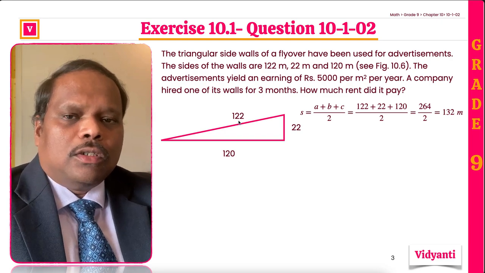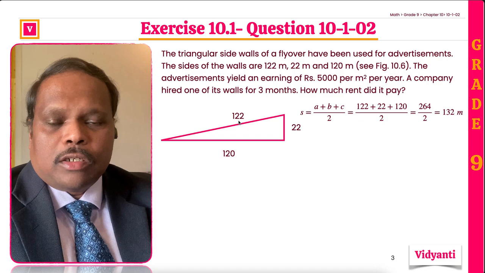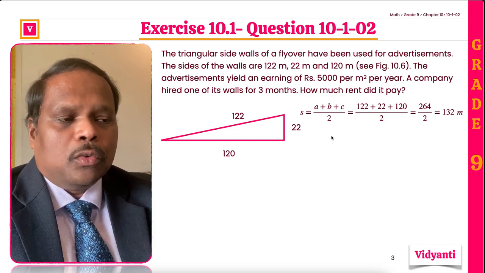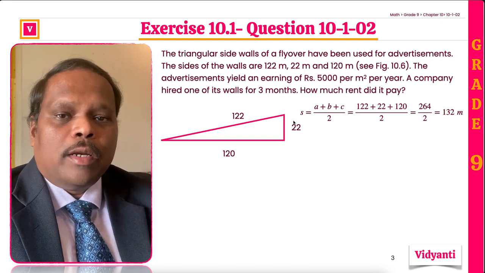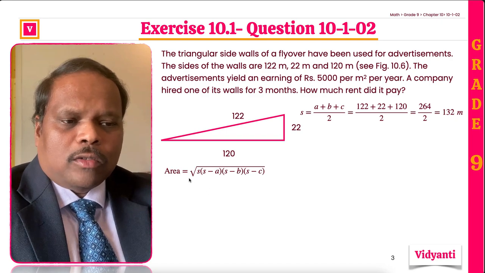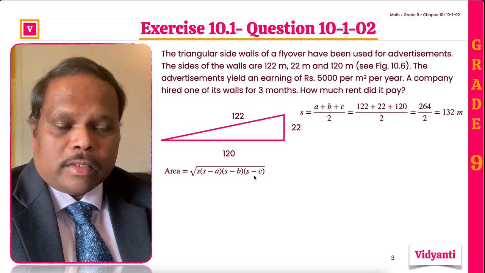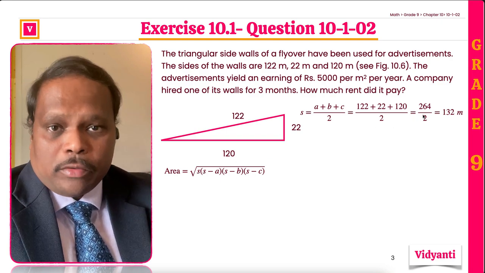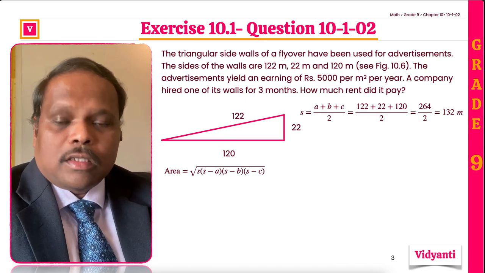So first, in order to use Heron's formula, we need the half perimeter, which is the total of all three sides divided by 2. So here A, B, and C represent the three sides. 122 plus 22 plus 120 gives you 264. And since this is a half perimeter, this will be 132 meters. We know that from Heron's formula, the area is under the square root S times (S minus A), (S minus B), (S minus C), where S is the half perimeter we have just calculated, and A, B, C are the three sides of the triangle. It's a matter of substitution.